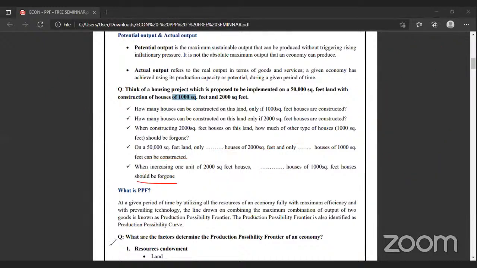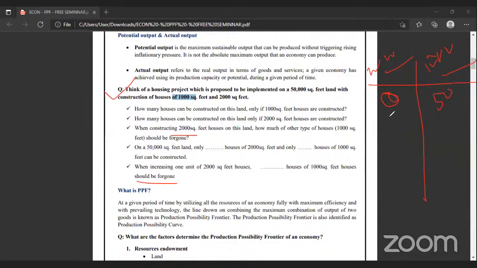On this point, remember that I will put this question in a table so you will understand. We are talking about producing 2,000 square feet houses. It starts from 0. Then this is 1,000 square feet houses and 2,000 square feet houses. When they are producing 2,000 square feet houses, how many can they produce? Now we are talking about producing the houses.